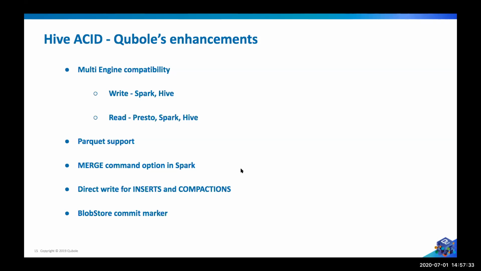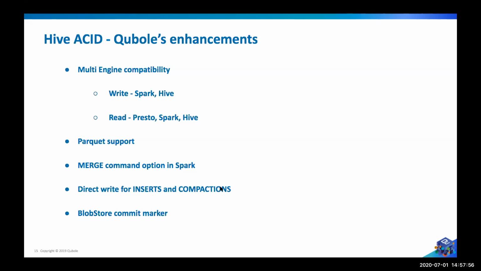And the merge command, as I mentioned earlier, can be used for merging your delta data to the snapshot or history. For the merge command, currently open source only has Hive support for merging. We have the merge command option in Spark as well. And then, the next couple of features are a bit more technical. Let me try to explain that.